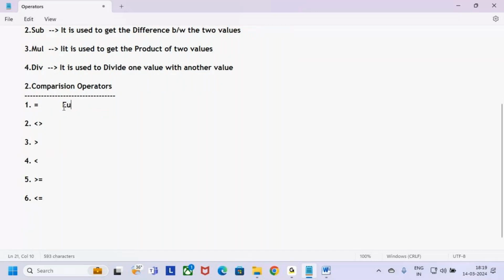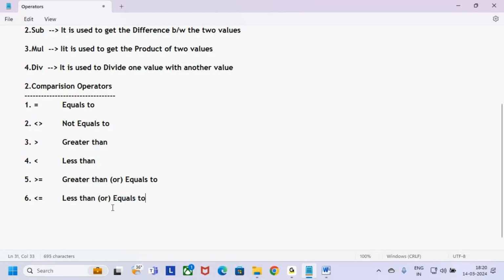The first one is equals to, and the next one is not equals to, and the next one is greater than, and the next one is less than, and the next one is greater than or equals to, and the next one is less than or equals to. These are the different types of comparison operators we'll have.